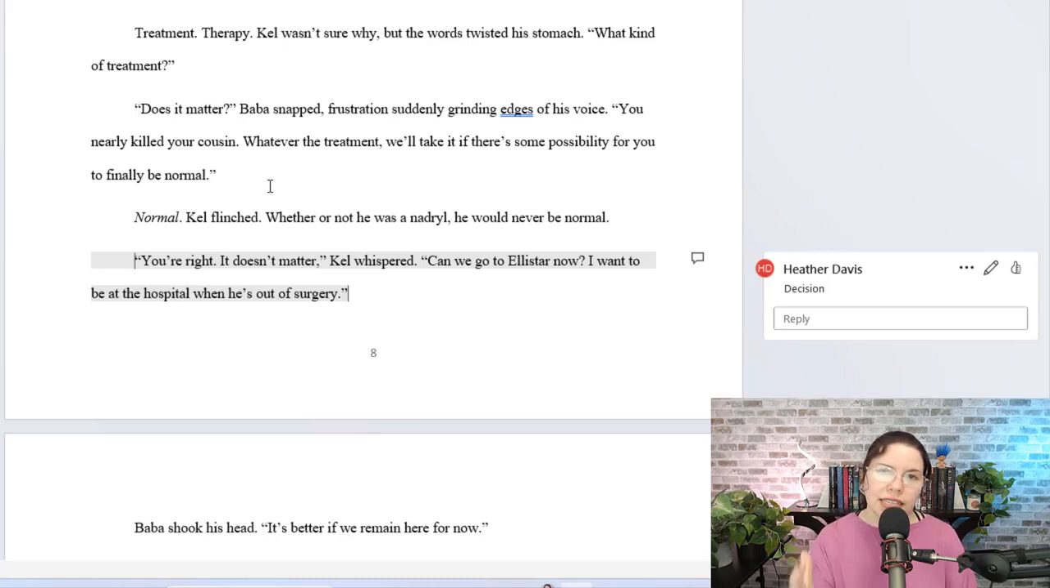So this is Kel's decision. He's taken in all the information. The pivotal moment happened, and now he's making a decision. I want to go see Elistar.